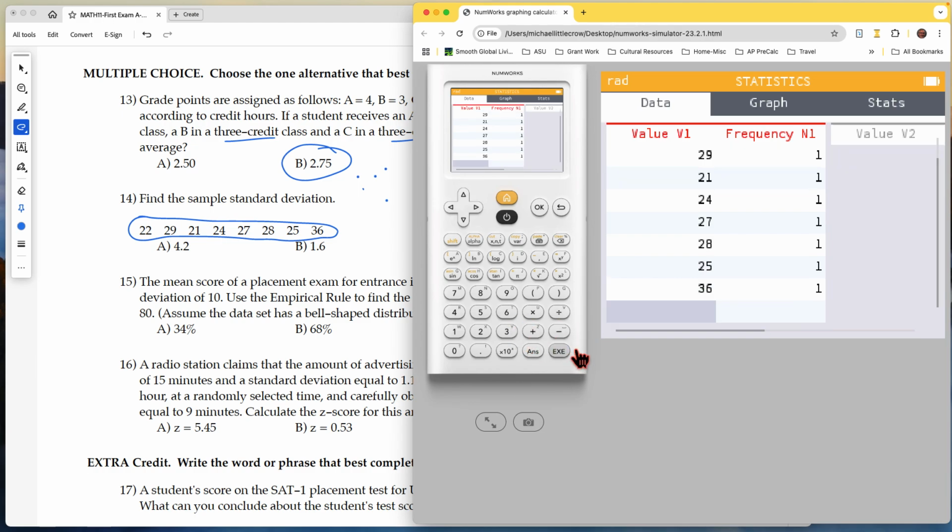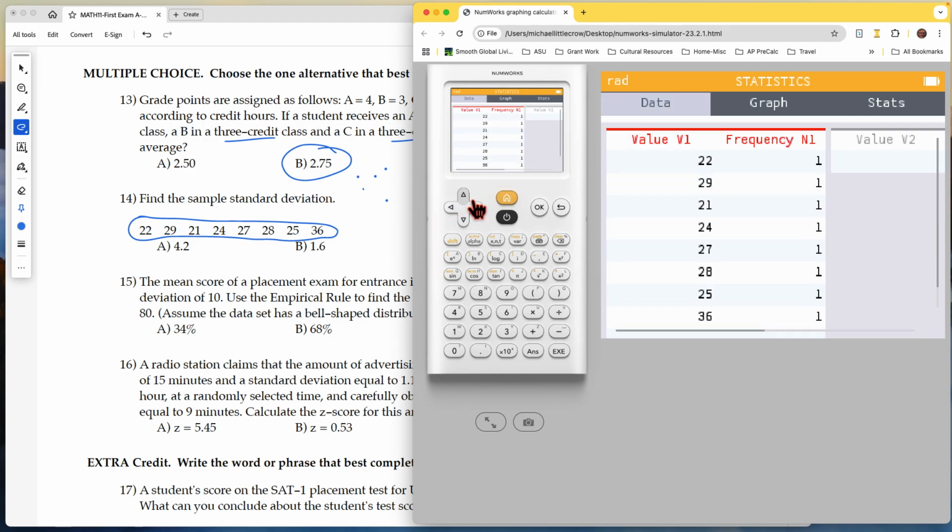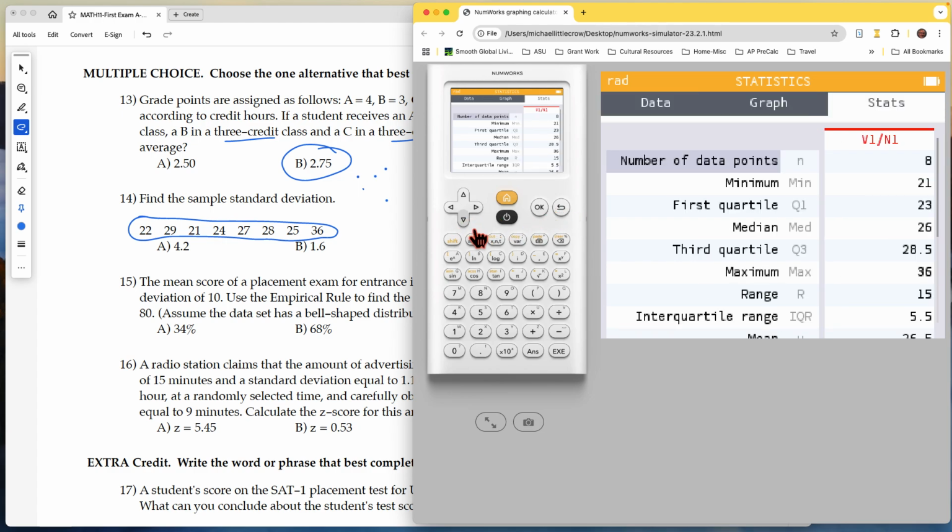So we've entered them all in. We do a quick double check. 36, 25, 28, 27, 24, 21, 29, and that top one should be 22. It is. And we come over here and we're going to look for the standard deviation, but be careful here.